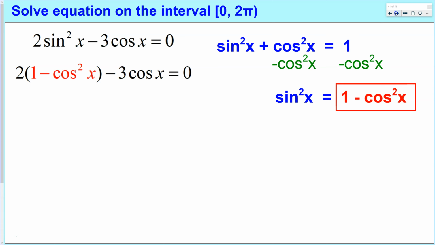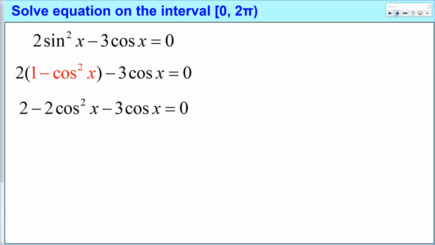Remember to use parentheses here, because if you forget to distribute, you just won't get an answer. So distributing that 2 onto both terms, and then you'll notice that I have a positive 2, a negative 2 cosine squared, and a 3 cosine. Now, I'm not very good at factoring when my leading term is negative. It's totally possible to do, but I just am not good at it. So the first thing I'm going to do is rearrange these terms so it's cosine squared, cosine, and then the integer.